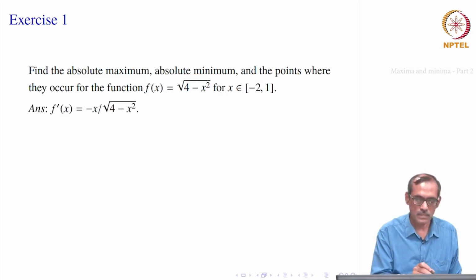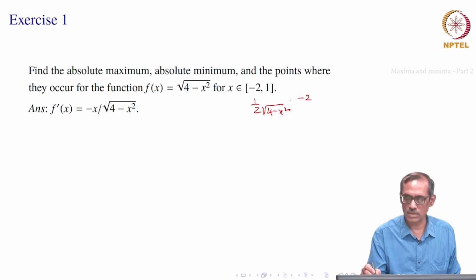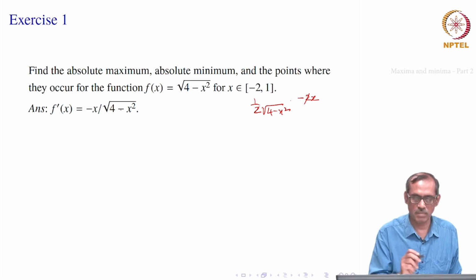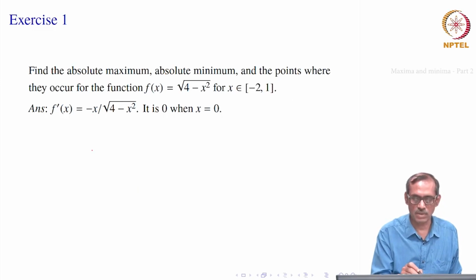Now, differentiate. That gives 4 minus x square to the power half, so it will be half, then the derivative with respect to x of 4 minus x square. That gives minus 2x. So, 2 cancels, that is minus x divided by square root of 4 minus x square, and this is equal to 0 when x equal to 0. Therefore, the only critical point is 0. 0 is an interior point, of course.